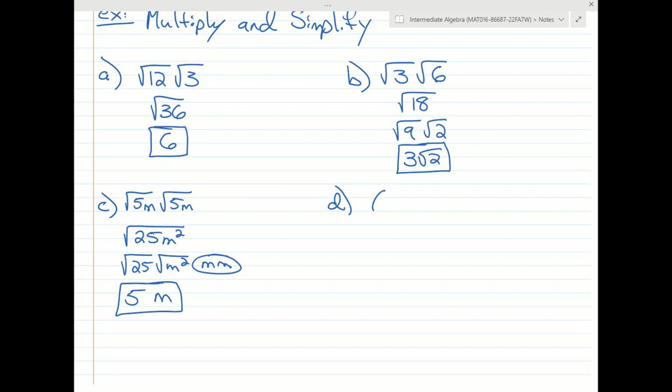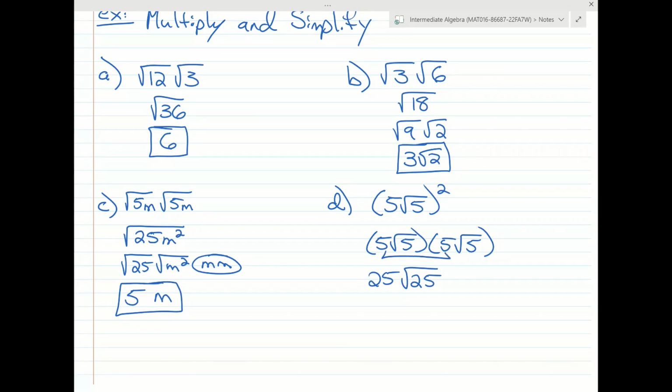It's similar to if we had 5 root 5 squared. The easiest way to do these is just to write it out. So this is just 5 root 5 times 5 root 5, or 25 times the square root of 25. We're multiplying the outsides and we're multiplying the insides. Square root of 25 is just 5. 25 times 5 is 125.